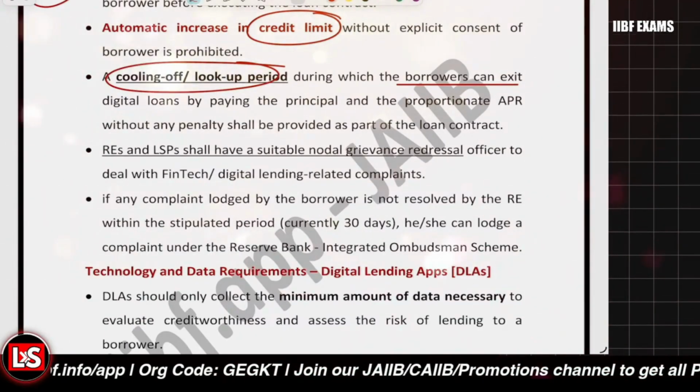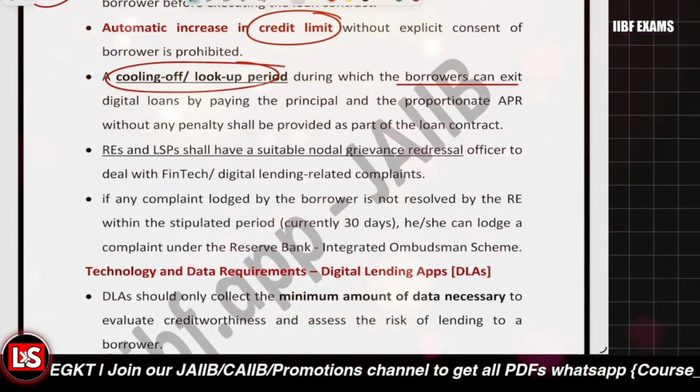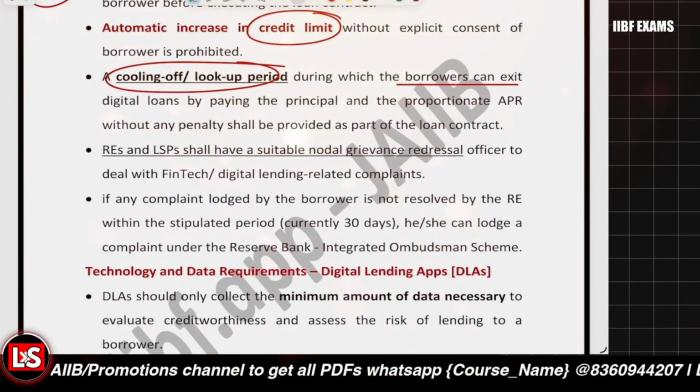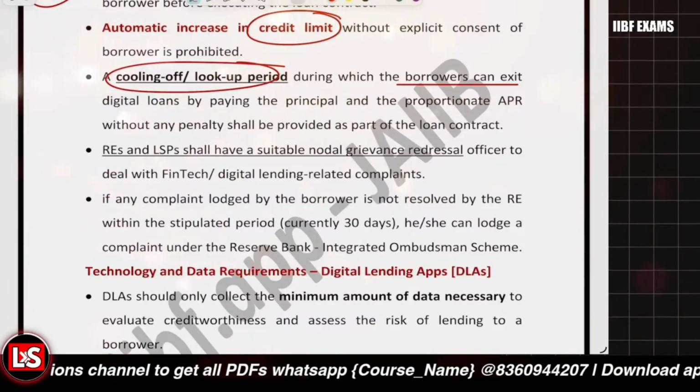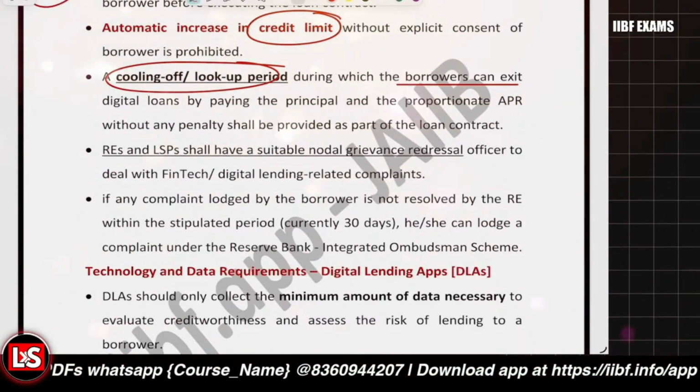They offered a 15 days cooling off period. So within 15 days, I can exit that particular loan without any penalty. I just have to pay the proportionate APR and the principal amount that I have borrowed, and that's it. No penalty will be charged.